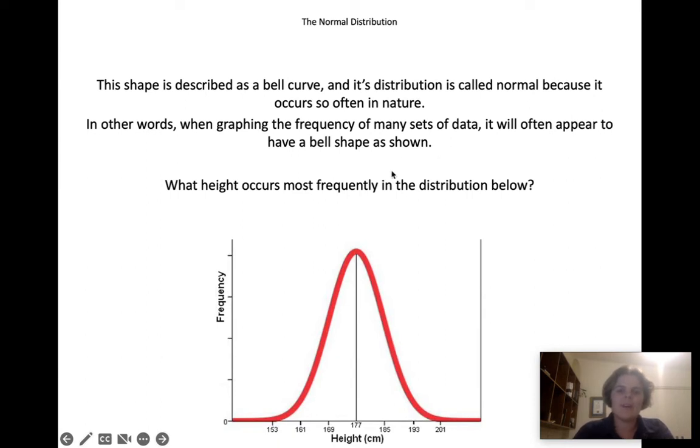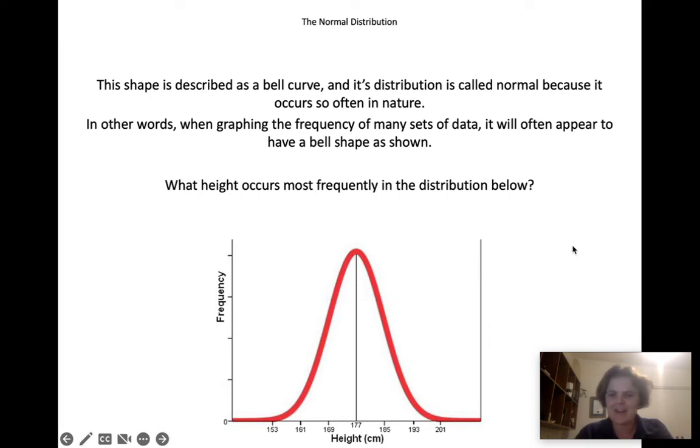Now, this shape is called a bell curve. You might hear people say, oh, I've got to fit the data to a bell curve, or I've got to fit the test scores to a bell curve. And this distribution is called a normal distribution, as in the most common or the most normal, because it occurs just so much in nature. So when you're graphing the frequency of many sets of data, you'll often have this bell shape in your data.